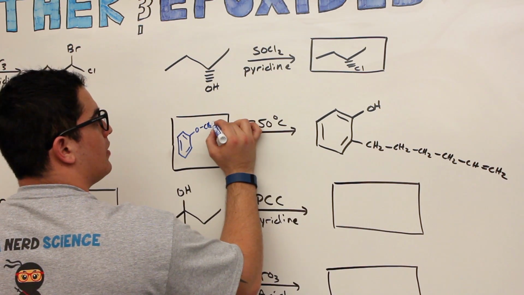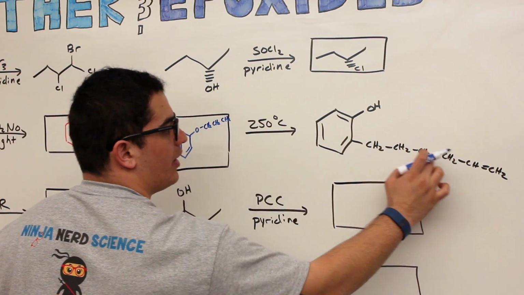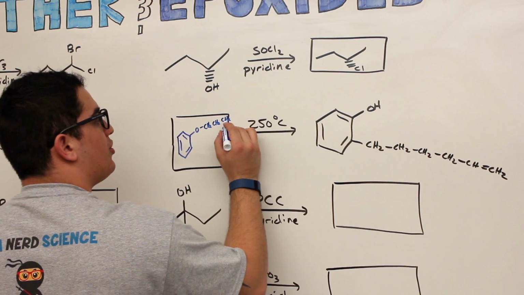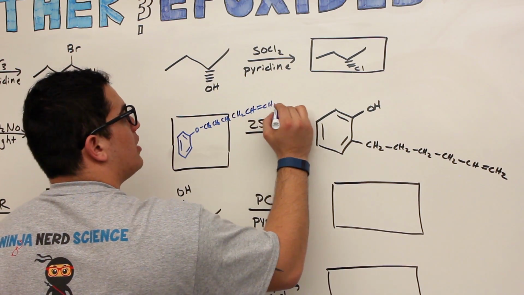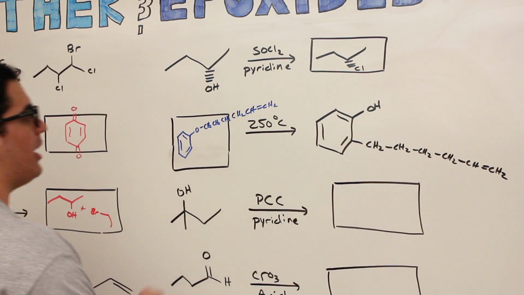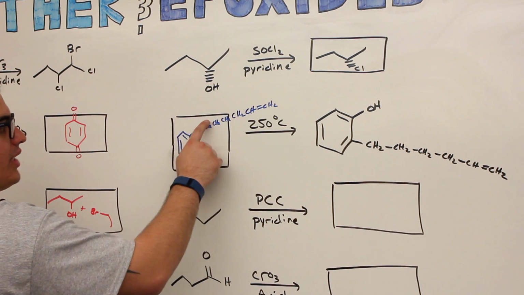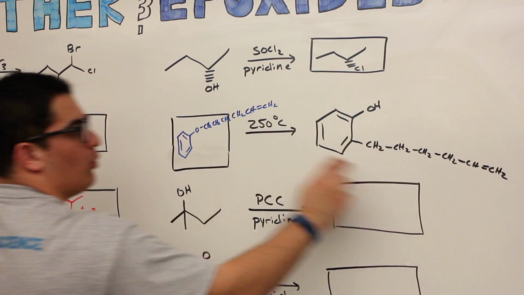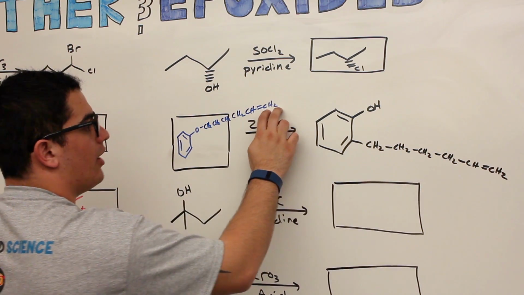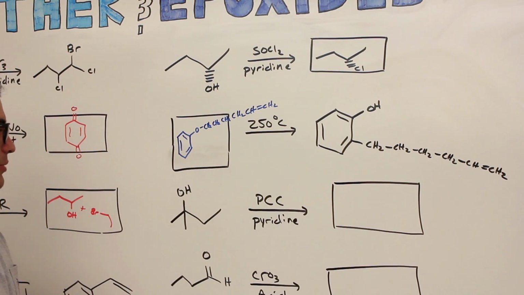We'll have CH2, CH2, CH2, how many are there? 1, 2, 3, 4, 5. So CH2, CH2, CH2, CH, double bond, CH2. And how would I have been able to envision that? Remember, this guy comes and attacks there, and this breaks off and forms a double bond right there. So that's why this piece will look like this piece, and this end right here would be that guy right there, okay? So that's our Claisen rearrangement.